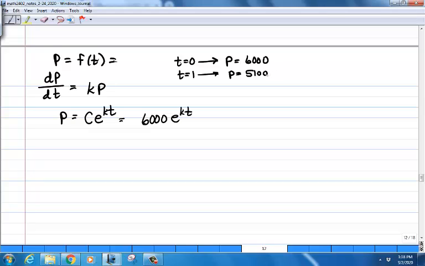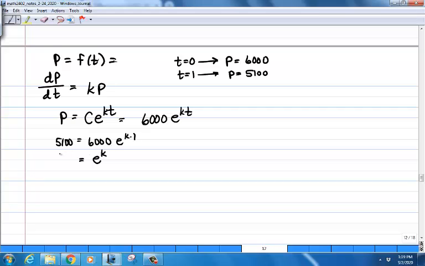But this is where this second initial condition helps us. So what we can do here is plug in 1 for t, and then plug in 5,100 for p in this equation. So we get 5,100 is equal to c, which we now know to be 6,000, times e to the k times 1. I'm going to plug 1 in for t. And then I have to solve this equation for k. That's just an exponential equation you're going to solve for k. So you were doing this on the test pretty easily.